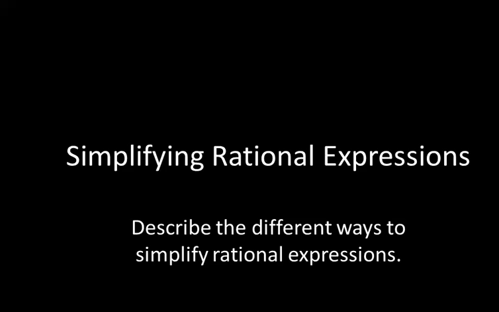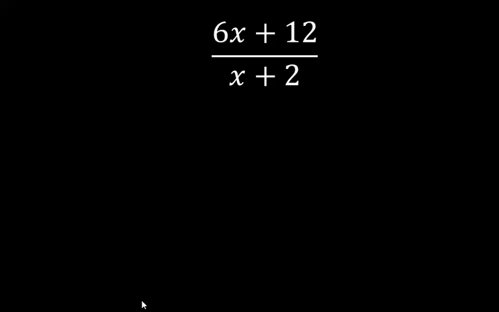Okay, simplifying rational expressions. This video hopefully will help you to be able to describe the different ways to simplify rational expressions. First of all, a rational expression is an expression that can be written as a fraction in the form of a polynomial over a polynomial. Like this example right here. We have a binomial being divided by a binomial.